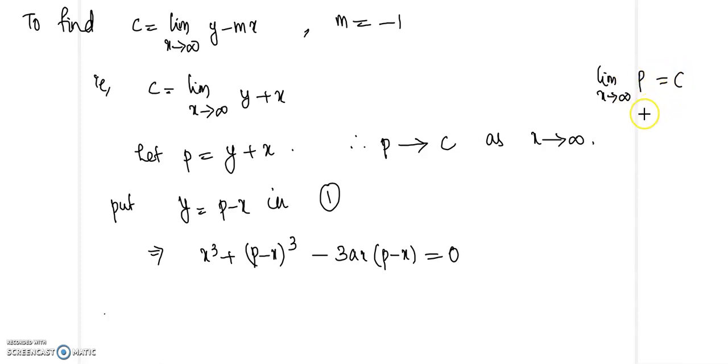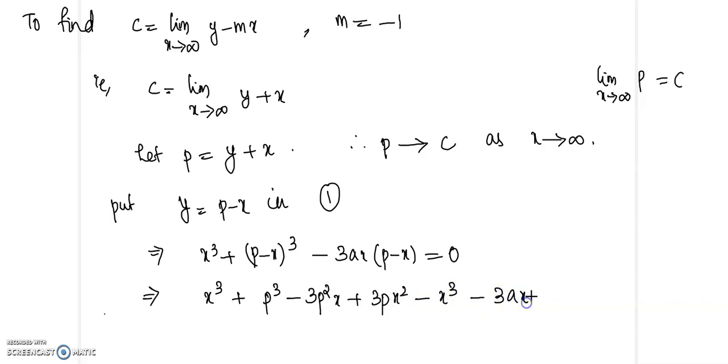Now let us bring p into our equation. So substitute, replace y by p minus x in the equation 1. So that will give x cube plus, in place of y cube, p minus x whole cube, minus 3ax into p minus x equal to 0. So when you simplify this equation, we will get x cube plus p cube minus 3p square x plus 3p x square minus x cube minus 3a xp plus 3a x square equal to 0.